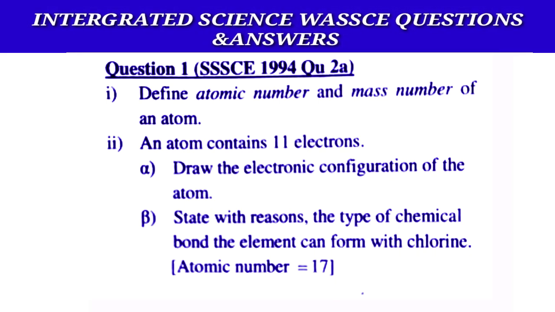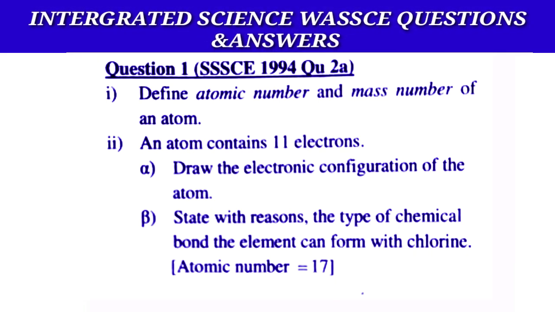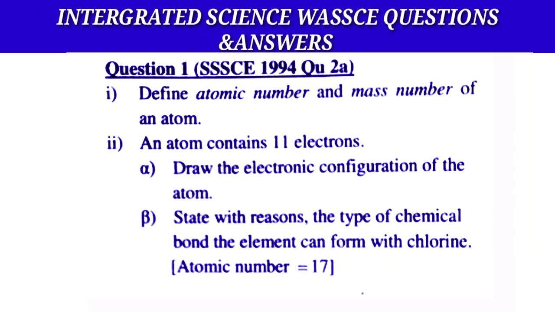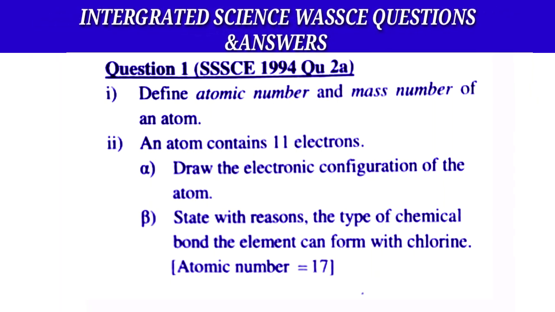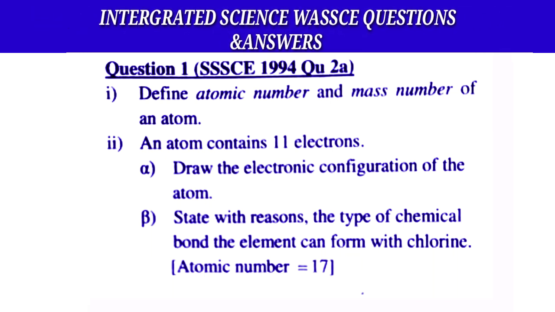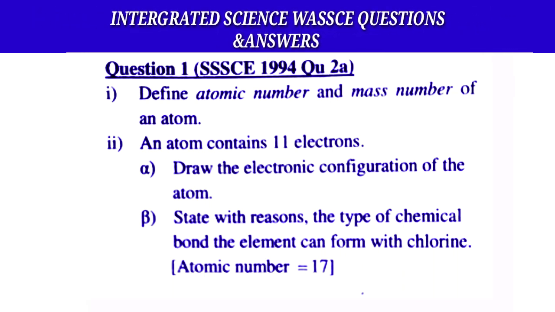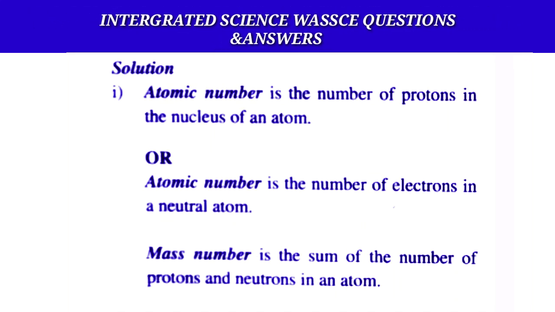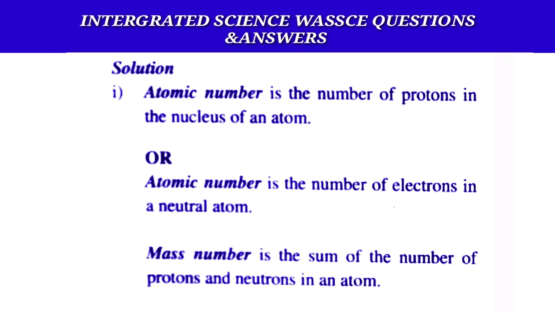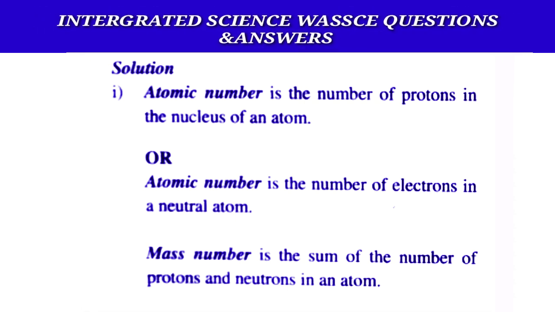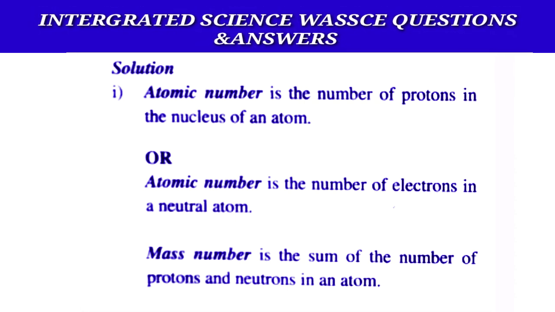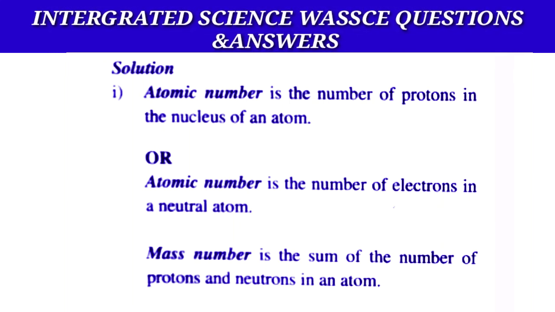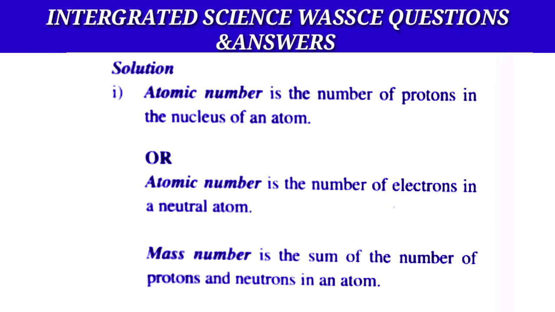So the first question, define atomic number and mass number of an atom. And the II, an atom contains 11 electrons. Draw the electronic configuration of the atom and state the reasons the type of chemical bond the element can form. Atomic number is the number of protons in the nucleus of an atom, or atomic number is the number of electrons in a neutral atom. So the mass number is the sum of the number of protons and neutrons in an atom.